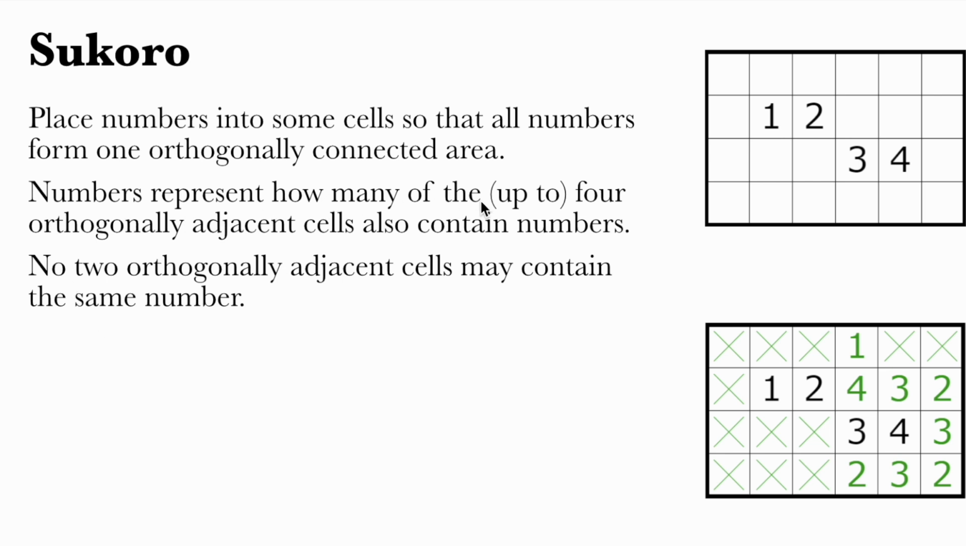Numbers represent how many of the up to 4 orthogonally adjacent cells also contain numbers. So this 4 is telling me that there must be numbers in all 4 of the adjacent cells, whereas this 1 only has one number in the 4 adjacent cells. No two orthogonally adjacent cells may contain the same number, so this 4 couldn't have a 4 sitting next to it in any of these 3 empty spots. And clearly from the example, not every cell needs to have a number by the time we're done.